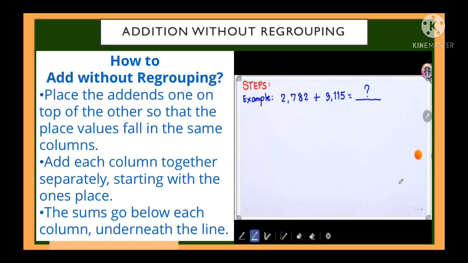Okay? So to understand more about the steps that I have read here, Teacher JP number 2 will show you here in the video how to do addition without regrouping. Alright? So listen well. So this is the process on how to add without regrouping.